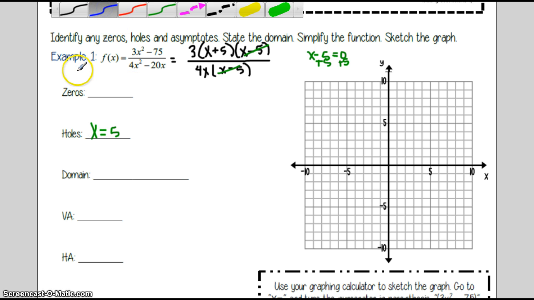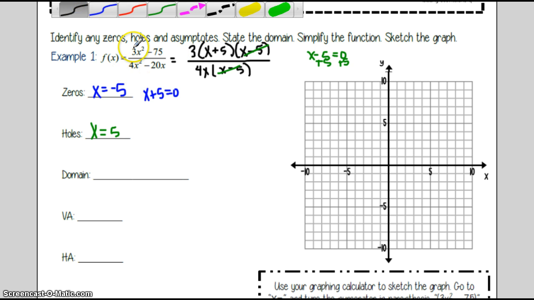Our zeros, we're going to find those after we've canceled what's left on the top when we put that equal to 0. And the only thing we can put equal to 0 is x plus 5. So if we put x plus 5 equal to 0, then we get negative 5 as our 0.